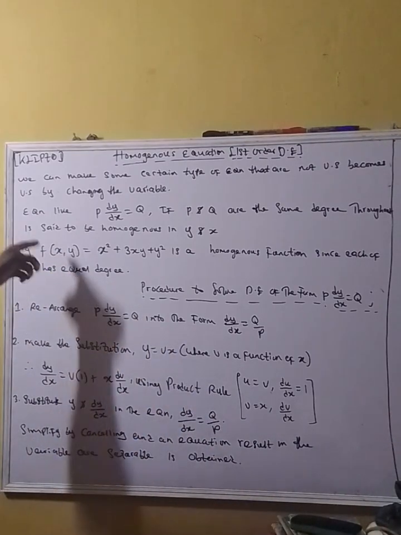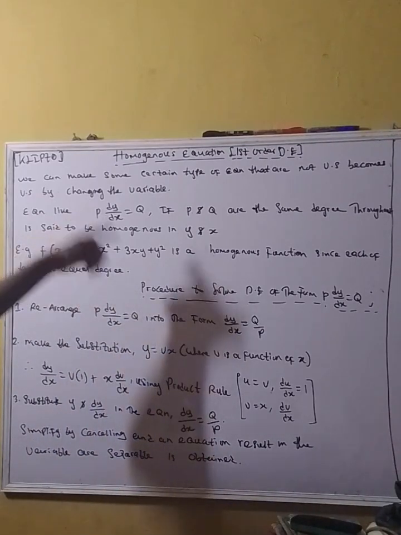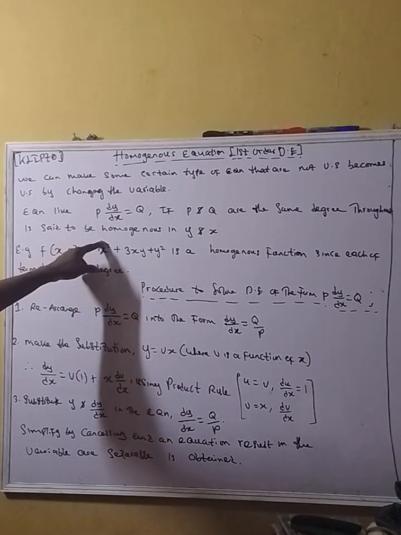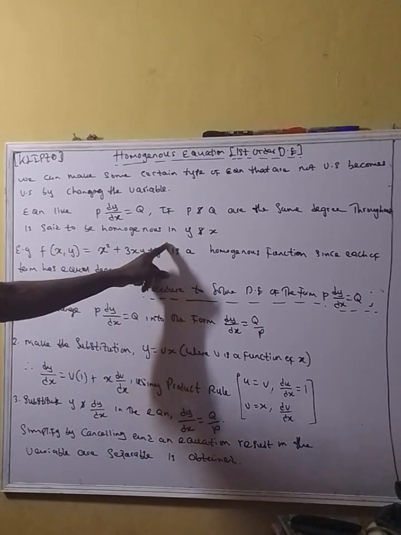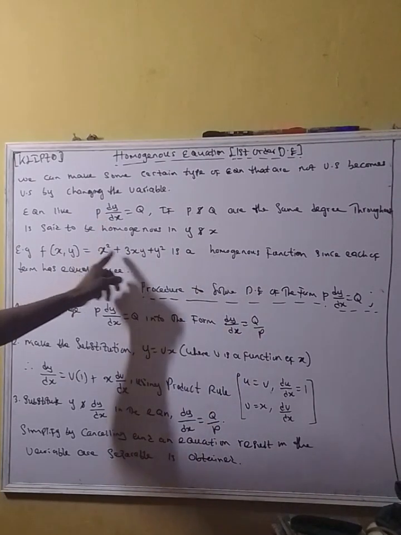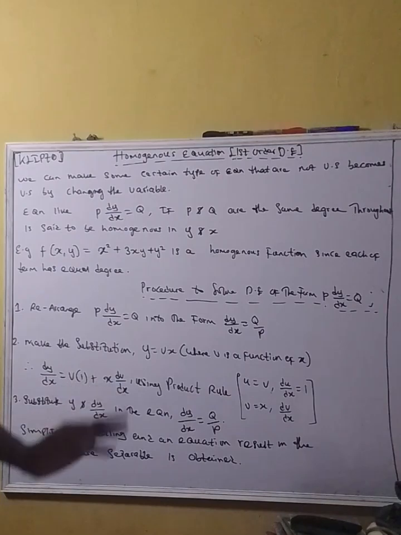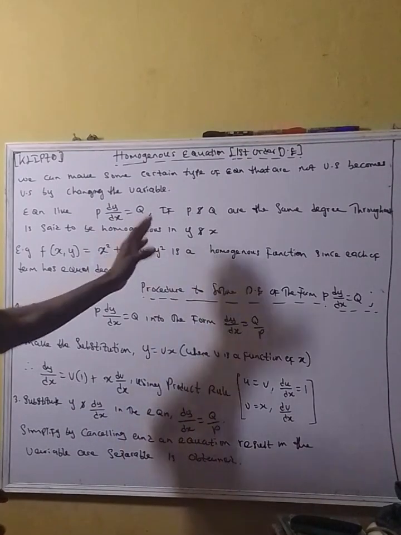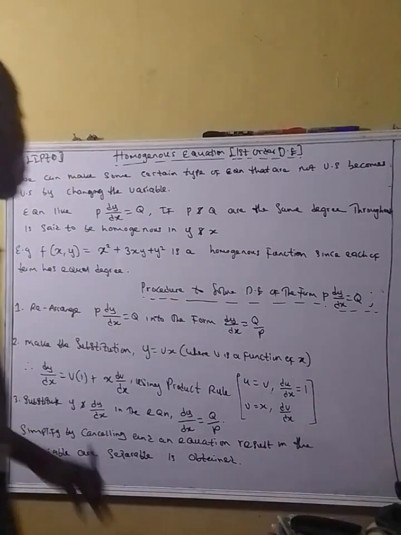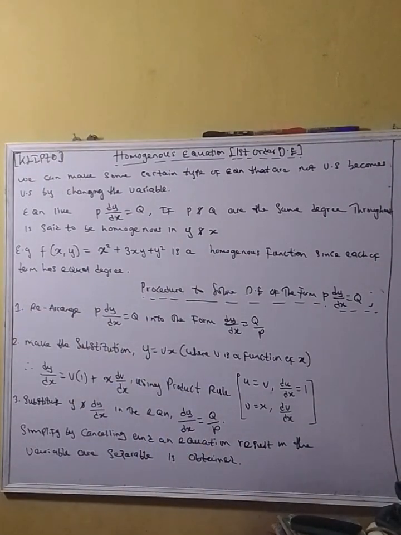Now, the function of x and y equal to x squared plus 3xy plus y squared is a homogeneous equation. Why? If you look at the degrees, x here is 2, y here is 2, y here is 1, x here is 1. All of them have the similar term, a homogeneous term. 2, 1, 2, 1 doesn't surpass that. So we say it's a homogeneous function since each term has equal degree.